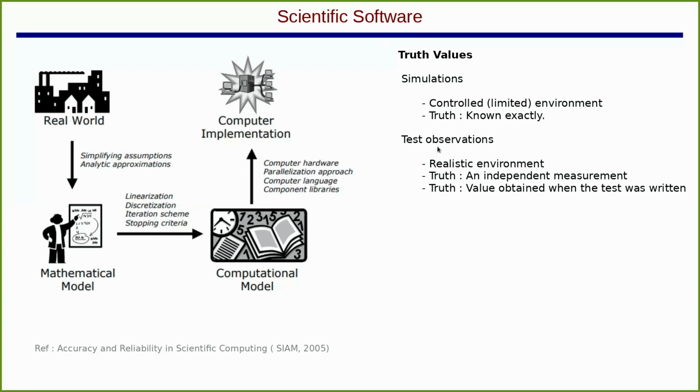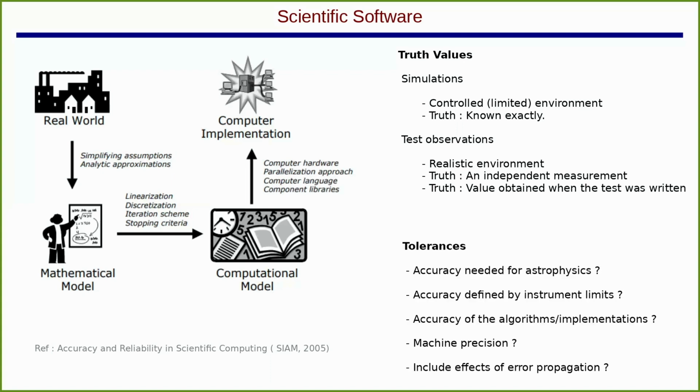Now, you can always also use a test observation, which of course is much more realistic. It comes from the real world. But the caveat is that you're not going to have a knowledge of absolute truth. You could use an independent measurement from some other telescope when available. But in reality, it turns out that what one uses is just the value obtained whenever the test was written as the practical approximation of what truth is, given a human evaluation proving that it's good enough. So these are about truth values.